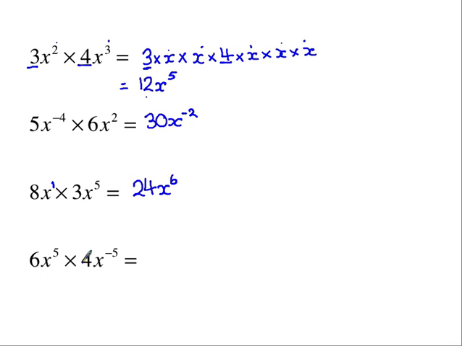This one, 6 times by 4 gives me 24 again. And I'm going to add together these two powers. 5 add minus 5. Well, add minus is the same as minus. So 5 take away 5 is 0. So for now we're going to leave that as 24x to the power of 0. We'll look what happens when we've got x to the power of 0 in a couple of lessons time.